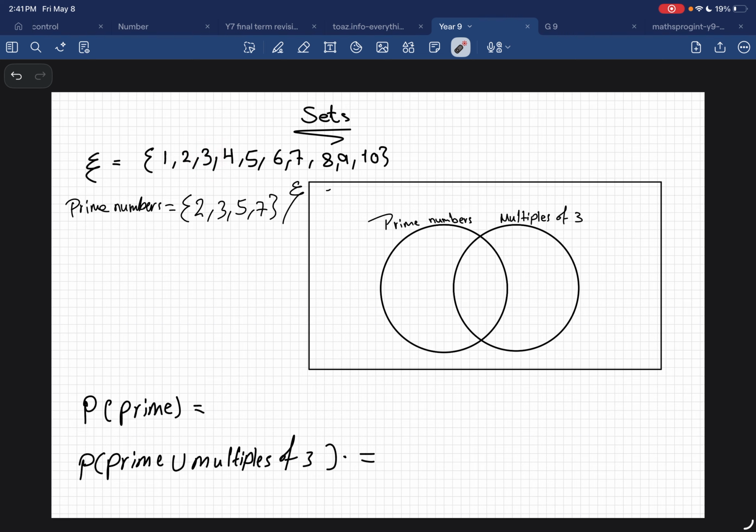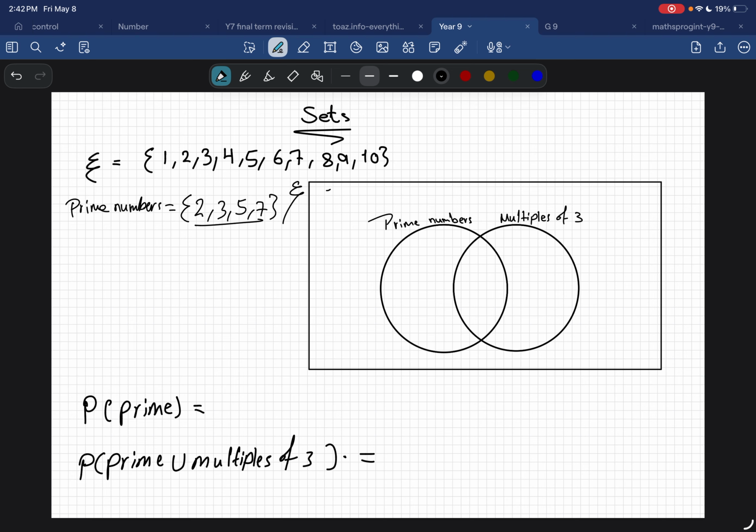For 4 we have 2 times 2. For 6 we have 3 times 2. For 8 we have 2 times 4. For 9 we have 3 times 3. And for 10 we have 5 times 2. So they're not prime numbers. These are the only prime numbers in this case, and that's why I wrote them there.